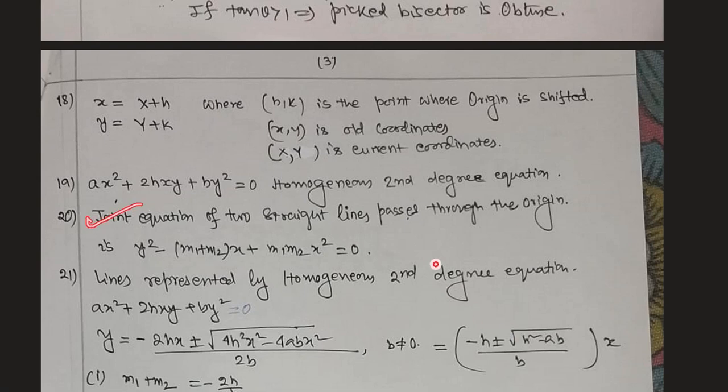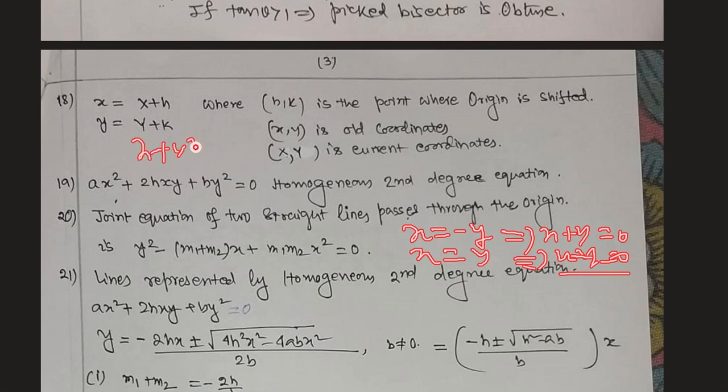Suppose you are going to write the joint equation of x equal to minus y and x equal to y. How can we write it? You never multiply in this way, x square equal to minus y square. This is the wrong way. First of all, you should convert into the standard form. From x equal to minus y, we can write x plus y equal to 0. The right hand side is always 0. For x equal to y, you write x minus y equal to 0. The correct equation will be (x plus y) into (x minus y) equal to 0.